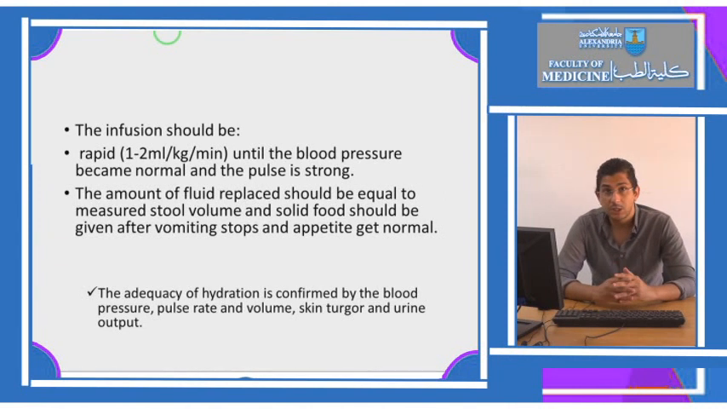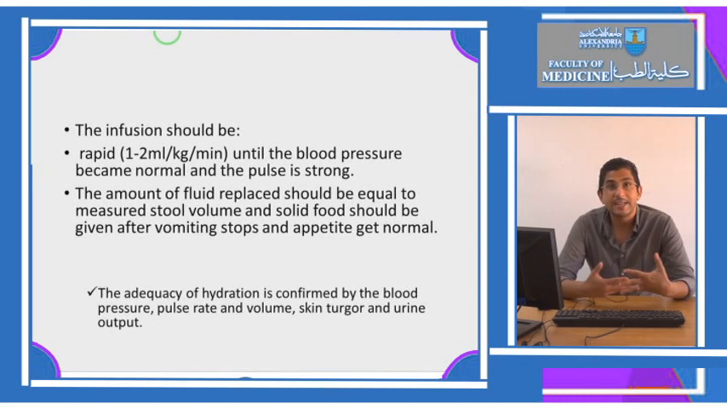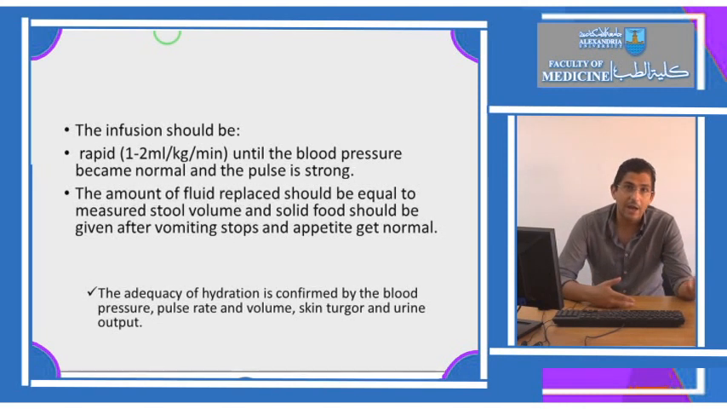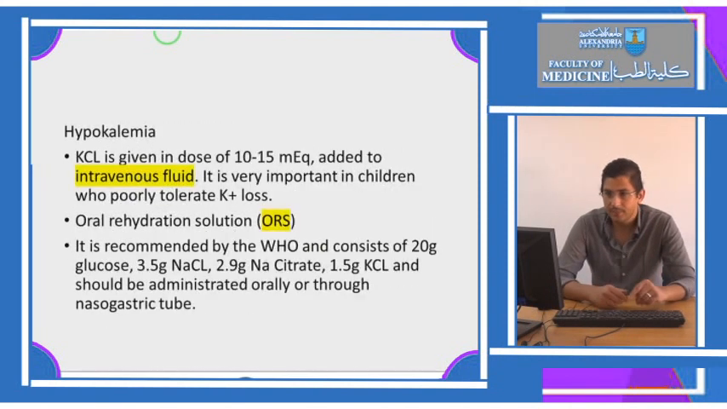Okay, how do we know the hydration is adequately regained? It's in the form of the blood pressure regaining, the hypovolemic shock, the state of hypovolemia, the state of hypotension, is reversed again. The pulse, this thready, weak pulse, regains its strength. Moreover, the skin turgor regains its elasticity, and the urine output returns. These are the signs of regaining the hydration of the body.